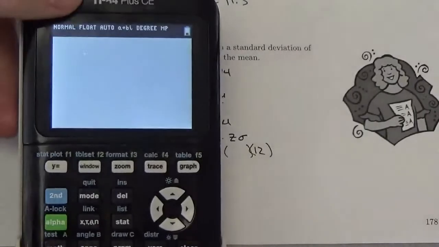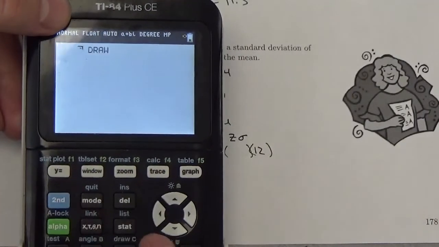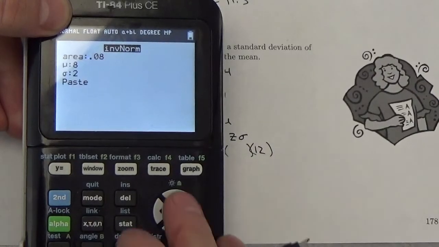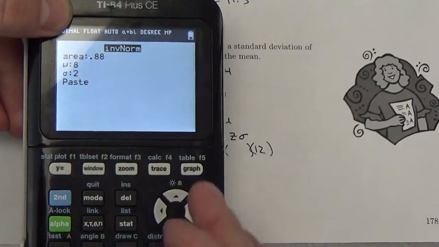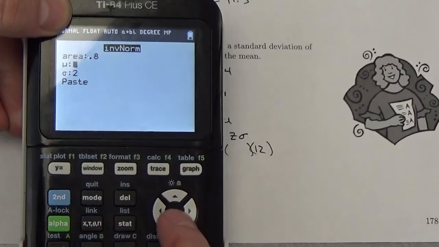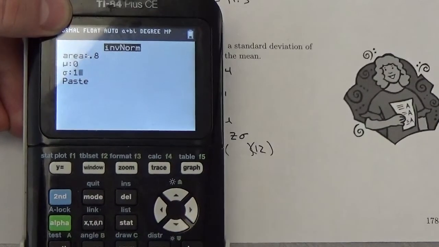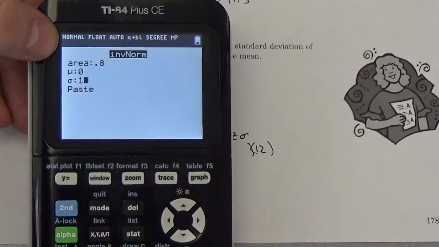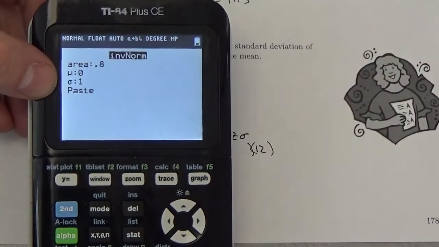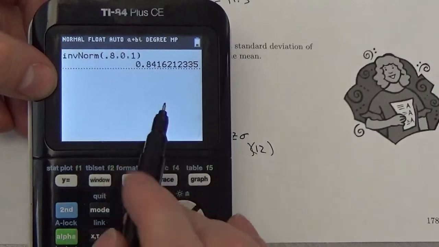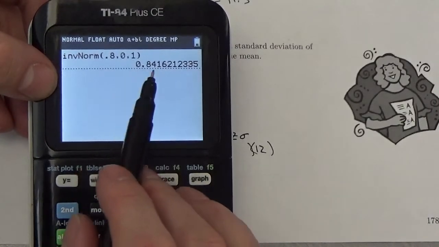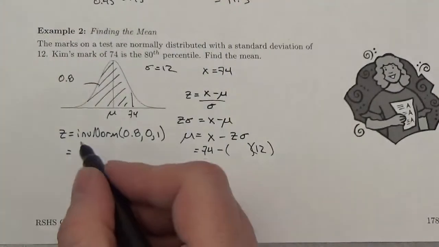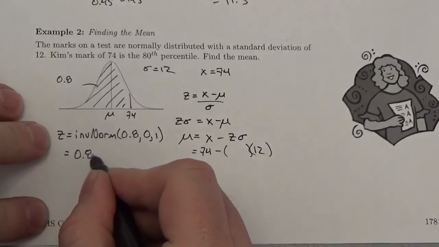So when I go to my calculator, I want this to be 0.8. Whoops, no, I did that wrong. 0.8. I want the mean to be 0, and I want the standard deviation to be 1. When you write it in like that, the response is going to be its z-score. So this is the number I'm going to get here. Now I'm going to enter this in as 0.84. I'm going to leave this as 0.84 here.